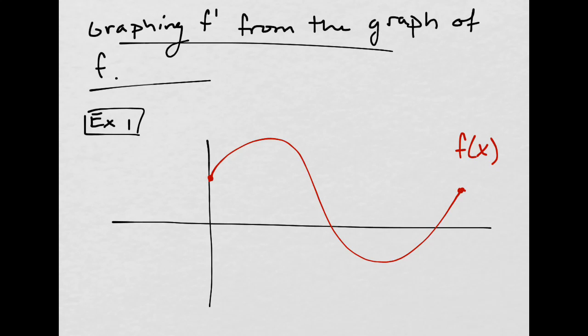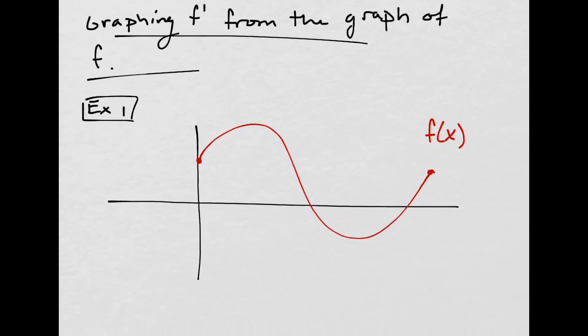So many people have trouble with this, so I'm going to do a couple things. Here the instructions would be to graph f prime using the graph of f. Right now this red function is the graph of f, and I'm going to break it down as much as I can. We're supposed to graph the derivative, f prime.